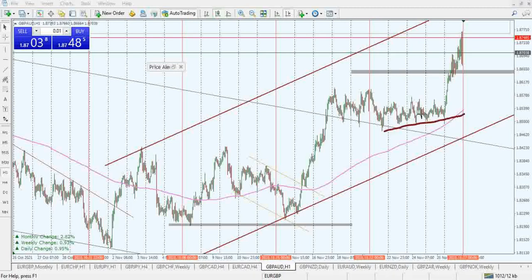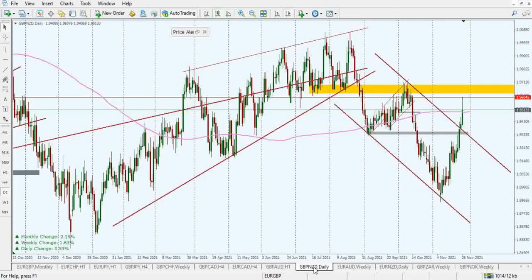Last week I was looking at this whole structure here, and that also exploded to the upside. It was way crazy. All right, so we'll look at GBPNZD next.